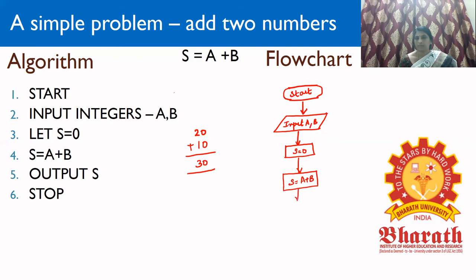And then next comes the output. The output is also indicated by a parallelogram. So output. Then at last, stop. Stop is also a terminator. So we get the diagrammatic representation of this algorithm to add two numbers.